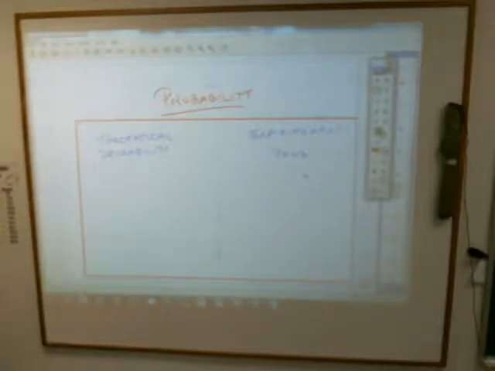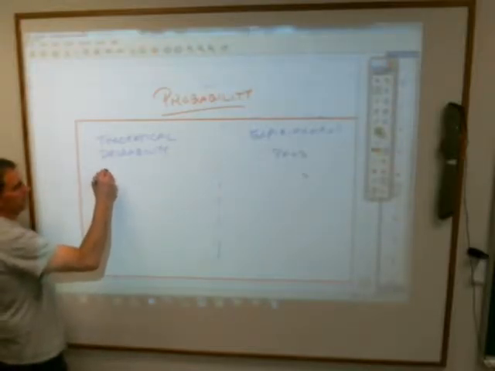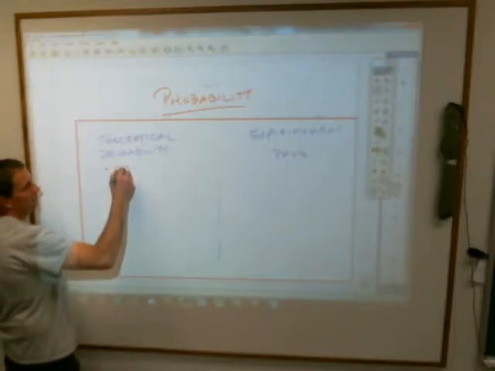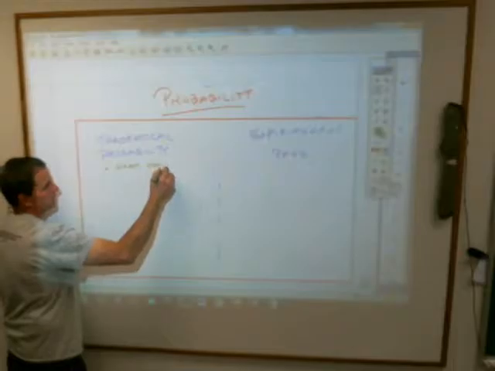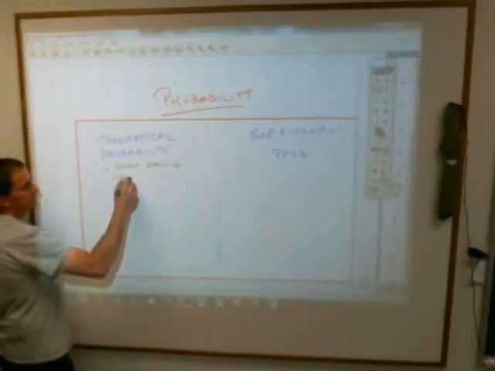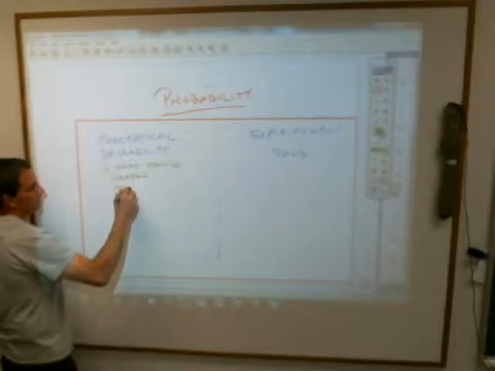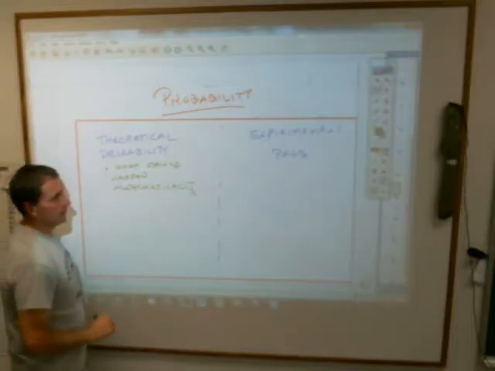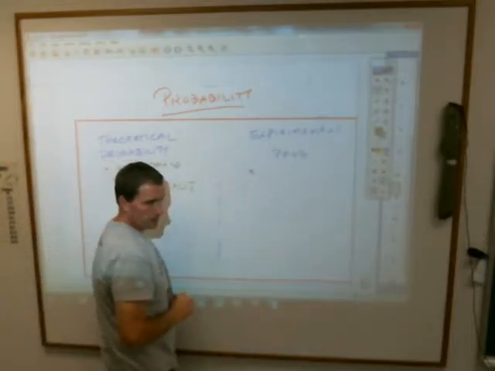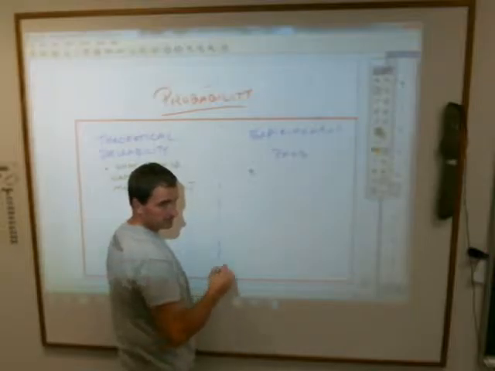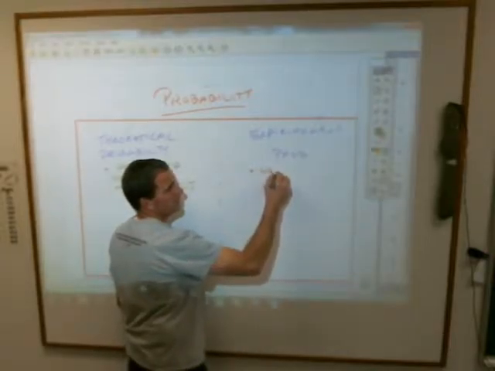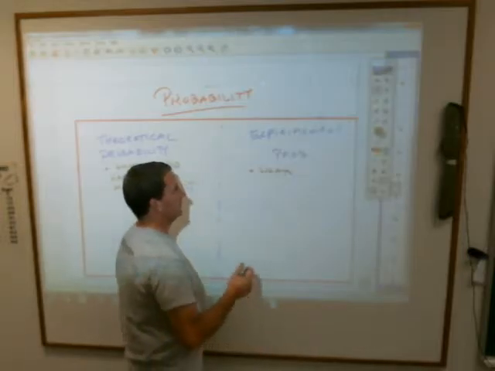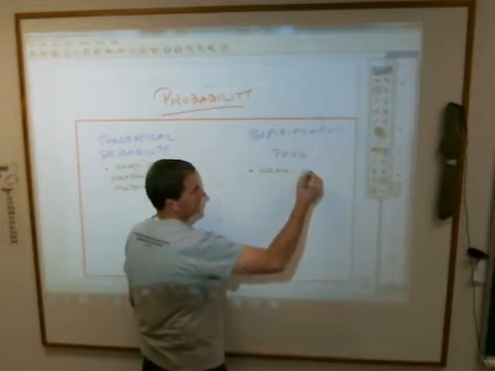Because people often say, well, theoretically speaking, theoretical probability is what should happen mathematically. And experimental probability is, anybody? Elijah? What's that? Well, experimental probability is what actually happens when you do the experiment.